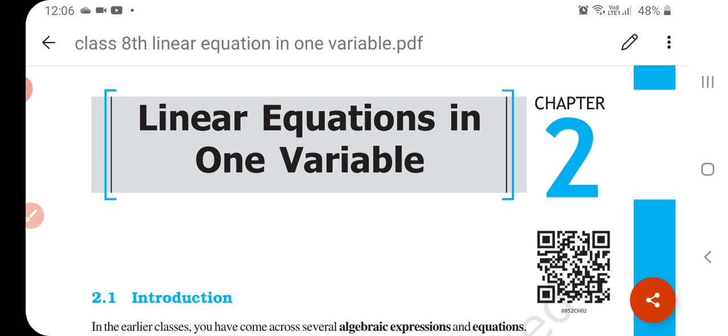Okay, yesterday we revised our first chapter, that is rational number. I hope you understood. Now our second chapter is linear equation in one variable. In this chapter we have learned what is an equation and how do we solve this equation, all the methods for solving this linear equation.